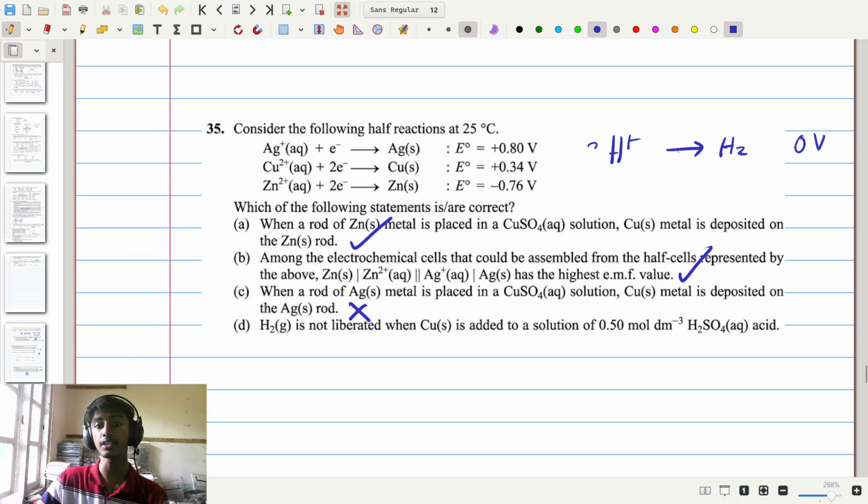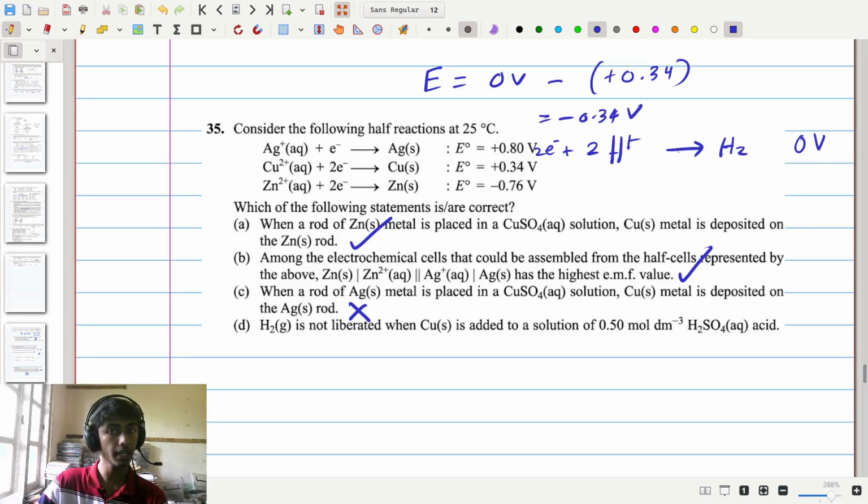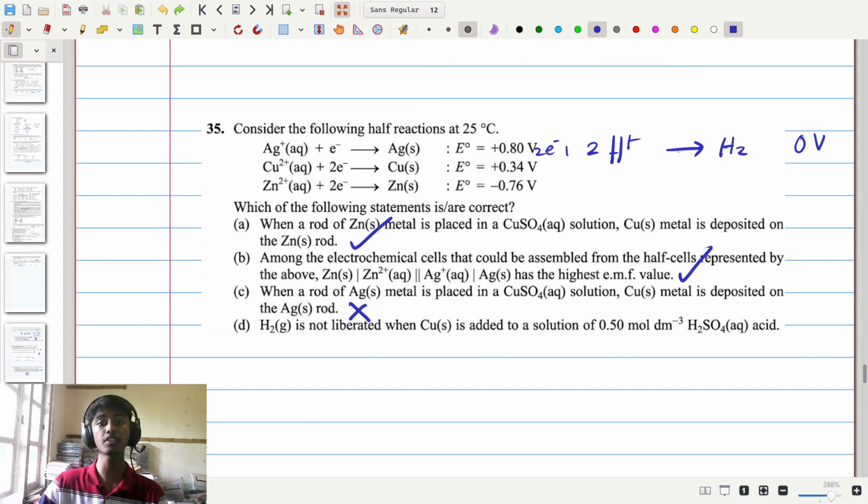Now, accordingly, we can see for this particular reaction the potential is 0 volts, and for this reaction the potential is 0.34 volts. We want this reaction to occur in the forward direction, and this one to occur in the reverse direction, so the potential will be equal to 0 volts minus the reverse direction one, which is plus 0.34 volts, which gives us a potential of minus 0.34 volts. Since the potential is negative, this reaction in the forward direction will not happen. Our statement said it will not happen, and therefore H2 gas will not be liberated, so the statement is correct.